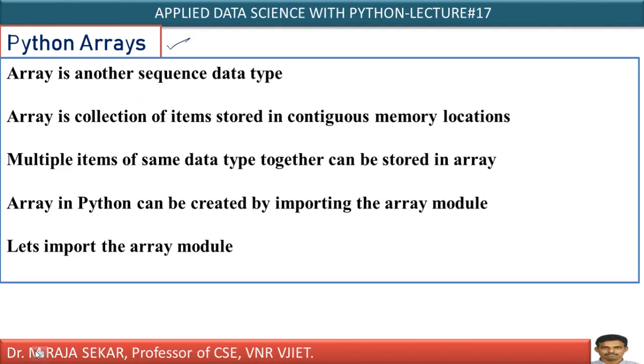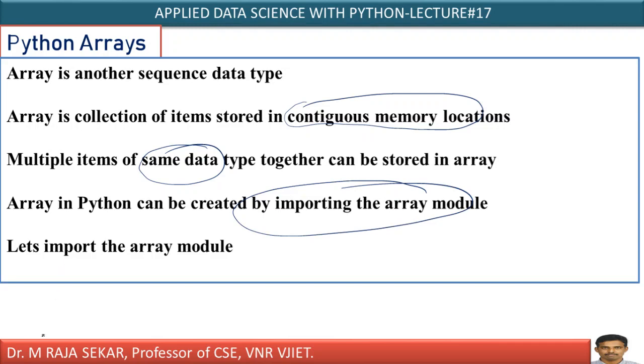In this lecture, we will try to understand arrays in Python. Array is a sequential data structure. We already discussed different sequential data structures in my previous lectures. Array elements are stored in continuous memory locations. In an array, I can store only the same data type, isn't it? I can store only integers, or only strings, like that. A Python array can be created by importing the array module.